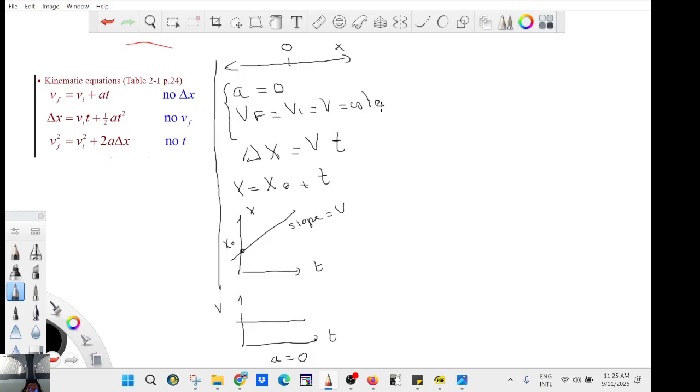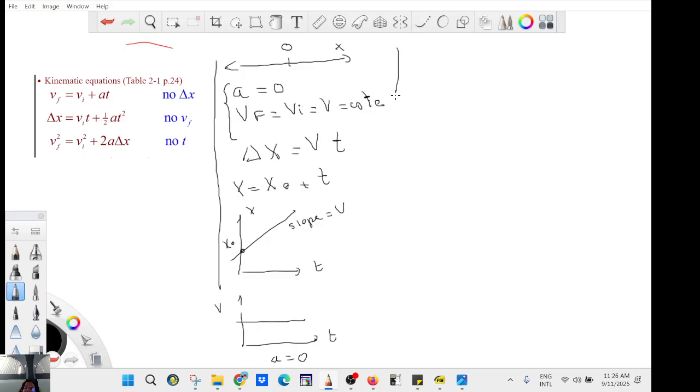Wait, what about Vf equals Vi? Vi is the initial velocity, equals any constant velocity. So Vi or V sub 0, you can just say V.